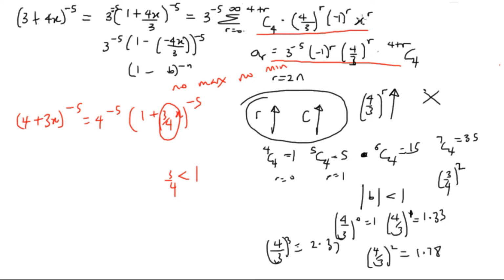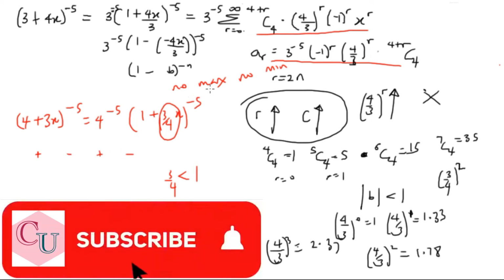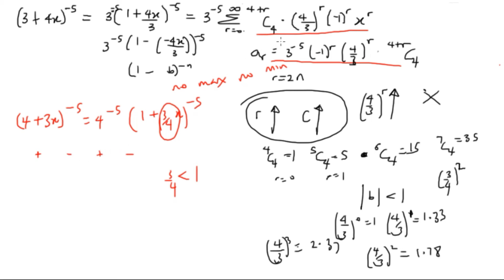And then minus 1 raised to power r. As the r value increases, the minus 1 begins to alternate, so we'll have something of this nature: plus, minus, plus, minus. But as 4 over 3 also increases, since 4 over 3 has an absolute value that is greater than 1, this is the kind of example where we'll have something of this nature: 1 minus 2, then plus 3, then minus 4.